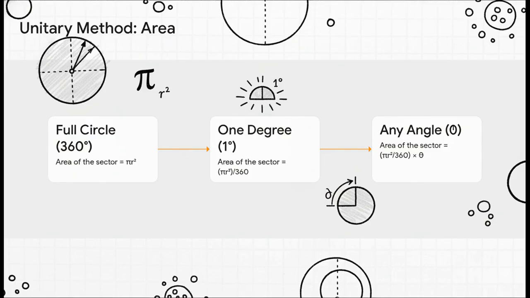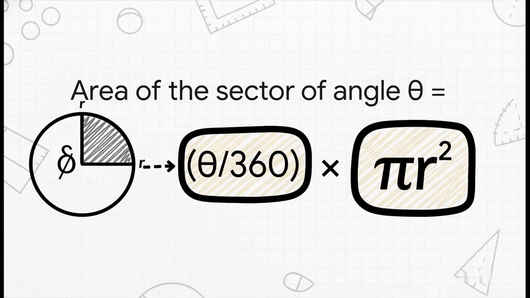That gives us the area of one tiny 1-degree slice. Then all you've got to do is multiply that by whatever angle your slice actually is. And boom, that gives us the master formula for the area of any sector. That little symbol, theta, that's just the angle at the corner of our slice. You just plug in the angle and the radius, and you've got the area. It's just a beautiful, direct piece of math.